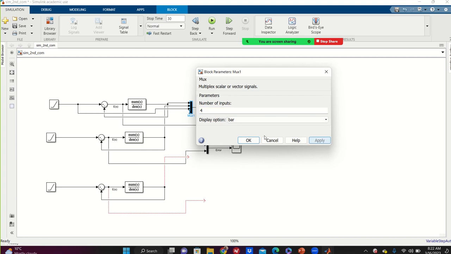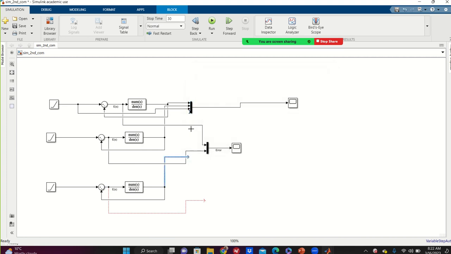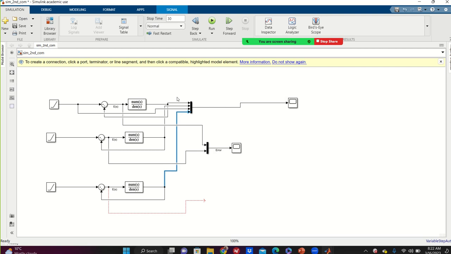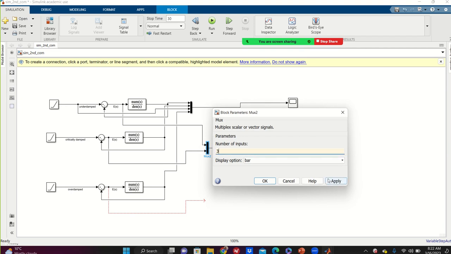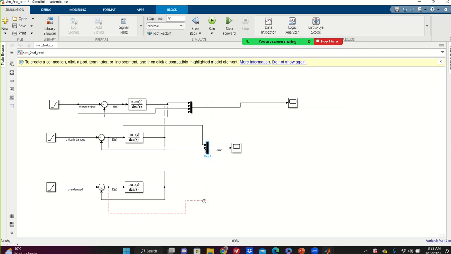I'm going to make the input of the step as 4. I'm going to push this to be compared with this. I am writing here, this is for underdamped, this is for critically damped, and this is for overdamped. Okay, and I'm going to compare the error signals together for the second order system. Here we go.